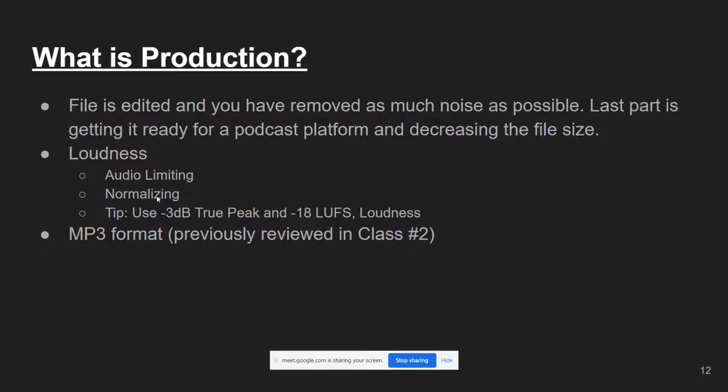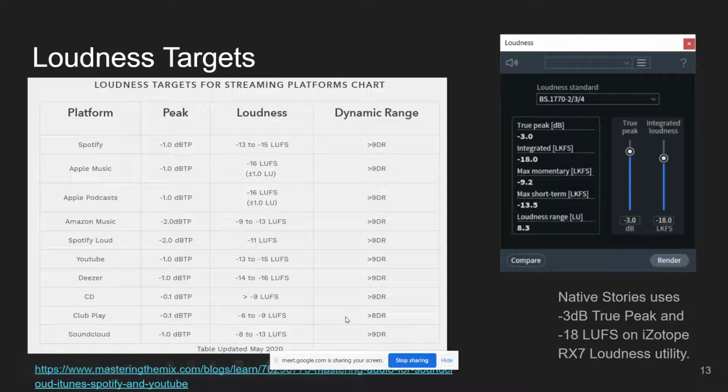So audio limiting and normalizing, I will go through, and then I'll show you how I use RX7 because that's the easiest way to do it for me. I sent you the Audition version, so it's easy on Audition too. So loudness. These platforms, which is all the major platforms for podcasts, recommend that your peaks are either -1 to -2, and your loudness is all over the place. I don't know if there's anything consistent. I can tell you that we set ours to -3 dB and -18 LUFS.